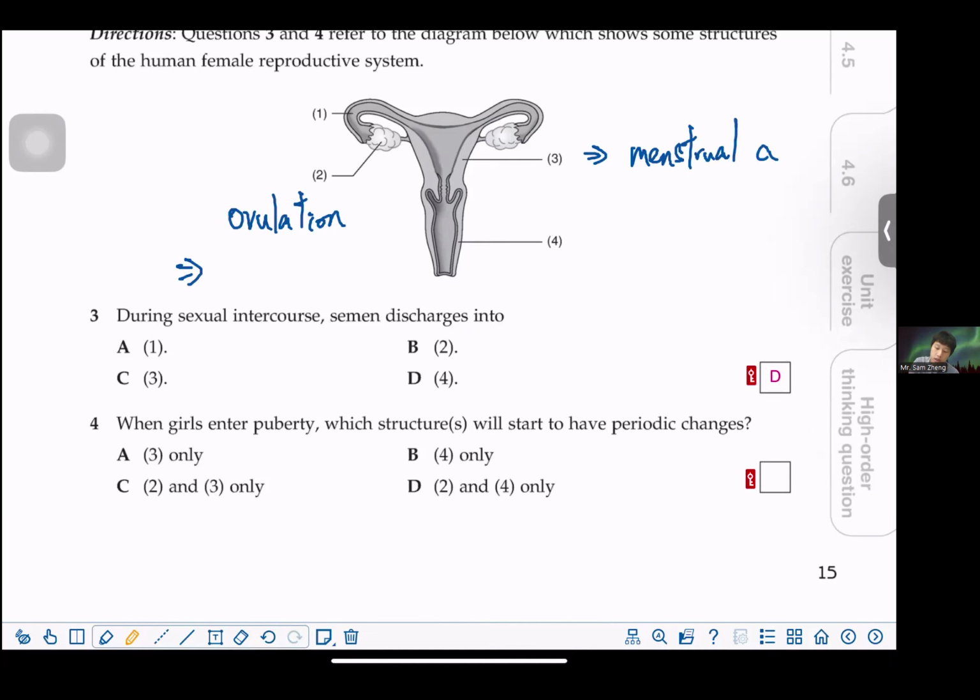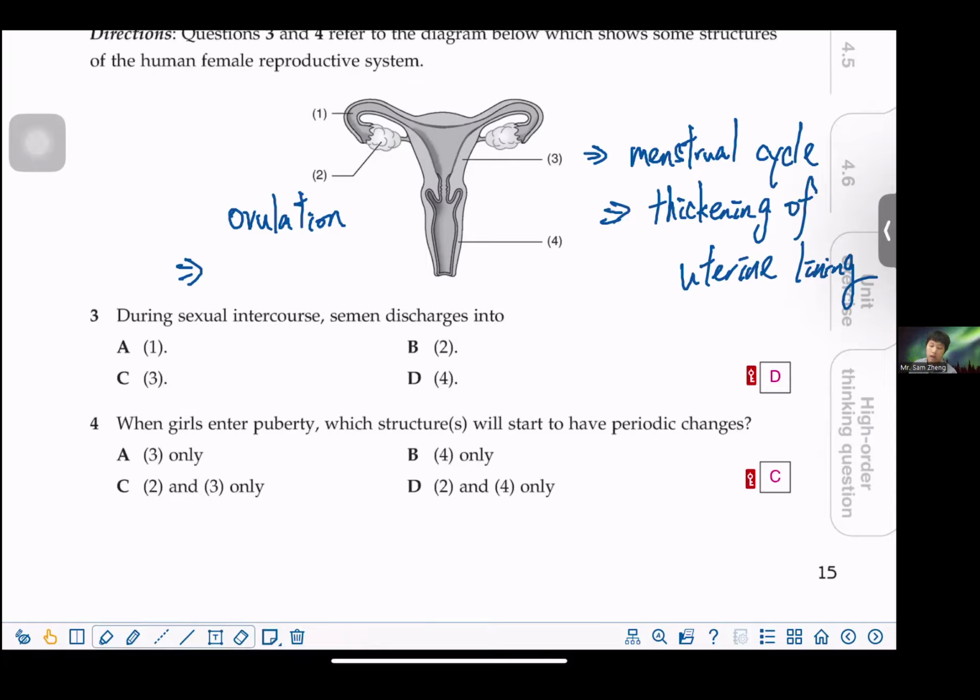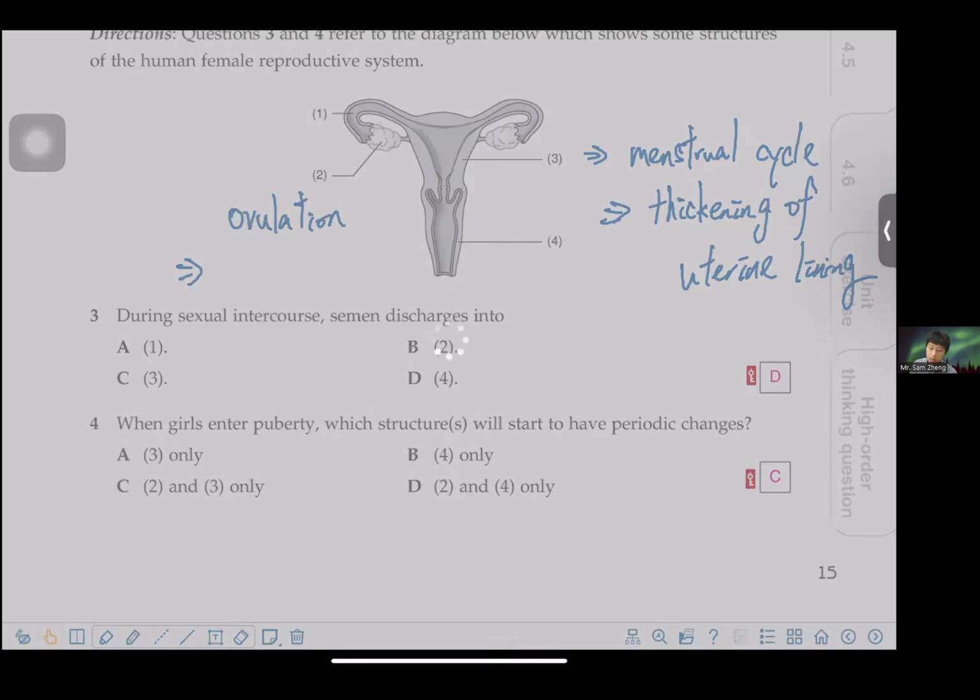And for the menstrual cycle, there will be what we call the thickening of the uterine lining. So in this case, there will be a change in the thickness, and this is why there will be periodic changes.